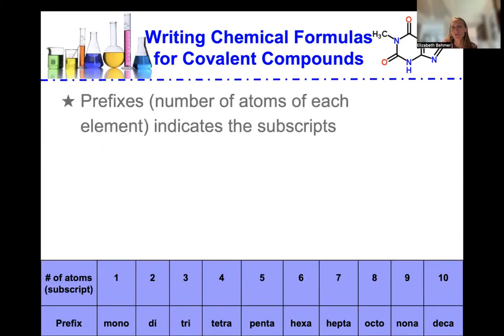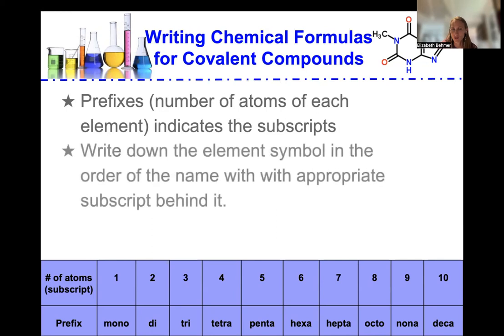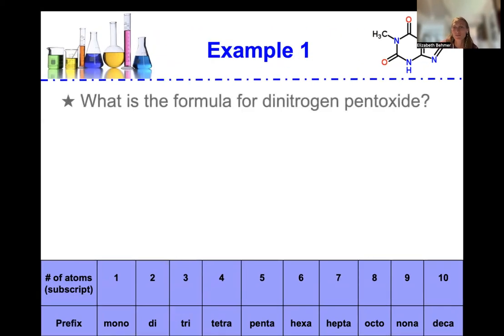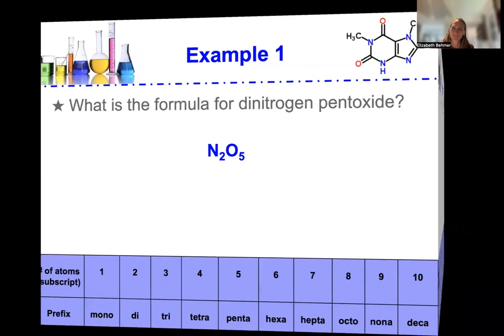In order to write chemical formulas for covalent compounds, we use the prefix using the number of atoms of each element, which indicates the subscript. We write down the element symbol in the order of the name, but with the appropriate subscript behind it. So let's go through some examples. What is the formula for dinitrogen pentoxide? So we're going to do the same thing. They give us the name, and we're going to write the chemical formula. So dinitrogen would be 2 nitrogen, pentoxide would be 5 oxygen.